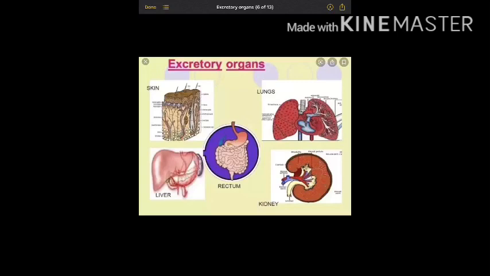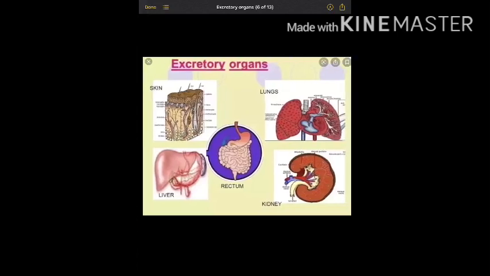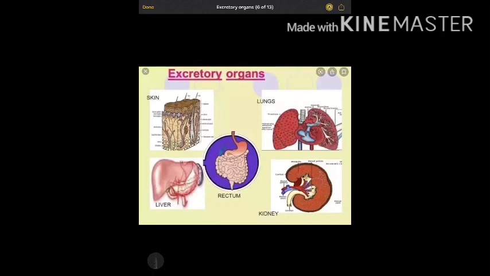All right, one we have already learned, that is the digestive system. It helps us excrete waste through the anus, the undigested food, so this is also an excretory organ. That is the rectum part, or we can say the anus part. Then we have the lungs. Lungs also act as an excretory organ, because they excrete the harmful gas carbon dioxide from our body. Okay, the kidney also helps to excrete waste from the body.